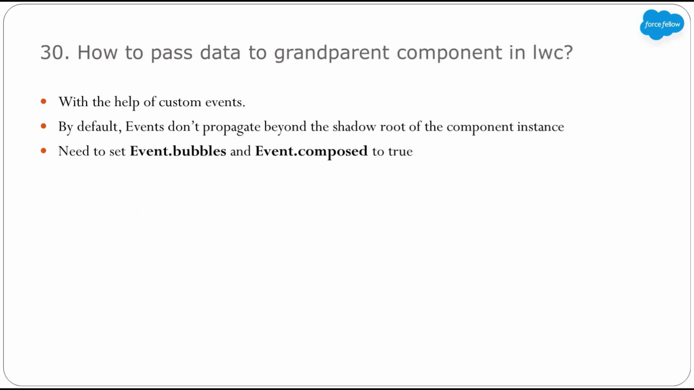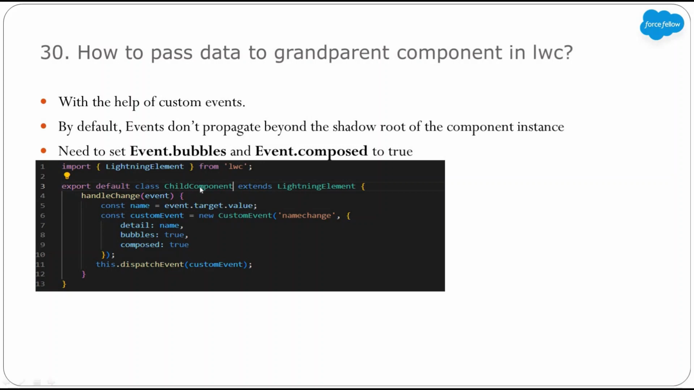So let's see it with an example. Here we have a child component, and if we want to pass data to the grandparent, we need to set bubbles and composed equal to true. If we only want to pass data to the direct parent, we do not require these two properties. But if you want to pass data further up than the parent, you need to set bubbles and composed equal to true, because bubbles makes sure the event is triggered at the top of the DOM hierarchy, and composed makes sure the event can cross the shadow root boundary.